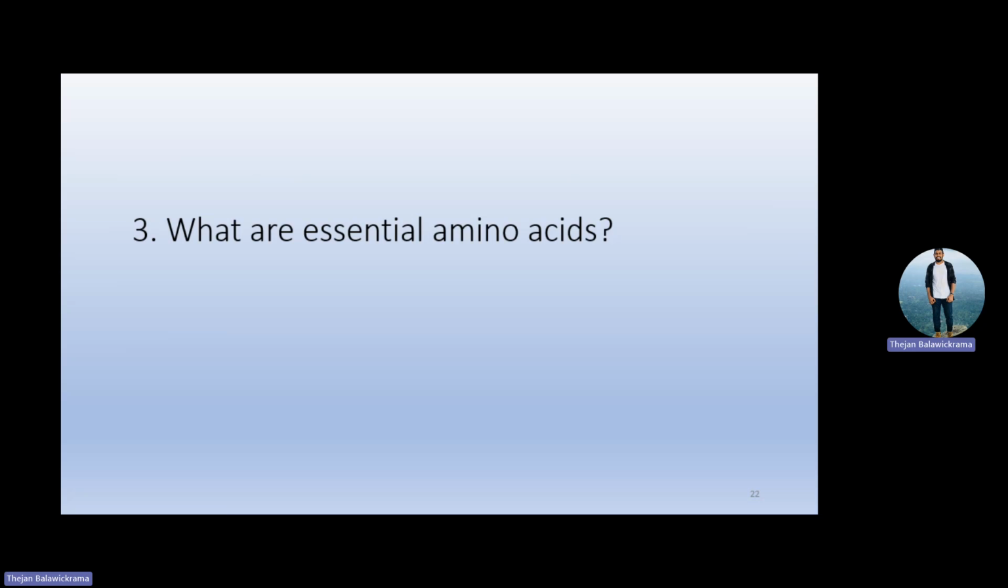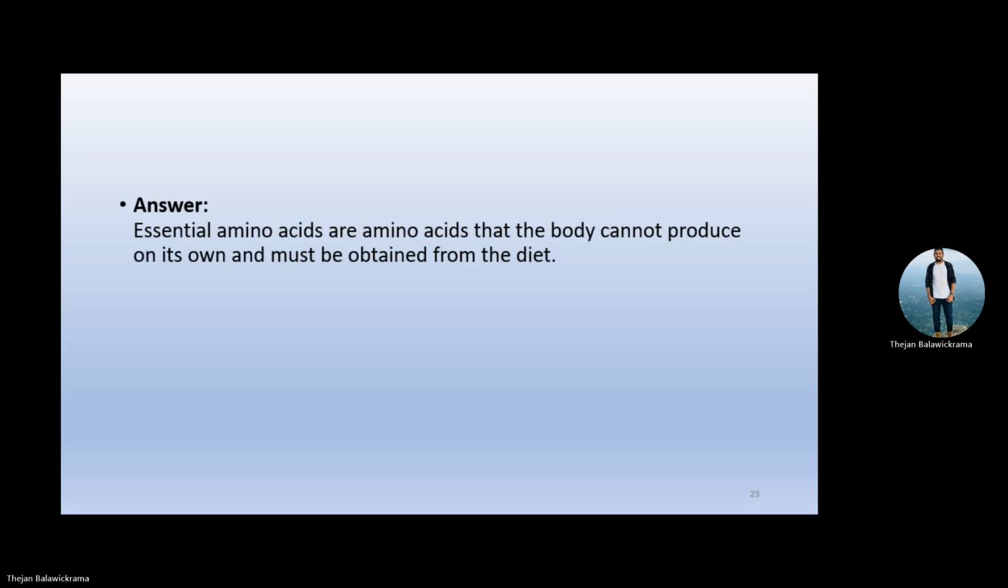Full vegetarian, right? But it is very highly advisable to take those amino acids as supplements, which we can get from a pharmacy. Essential amino acids cannot be produced in the body and must be taken from outside.